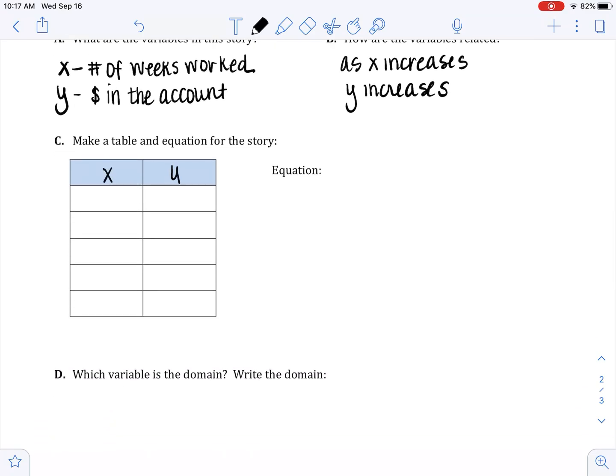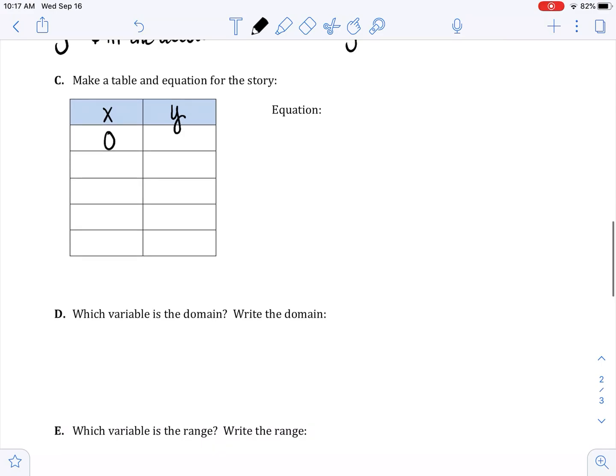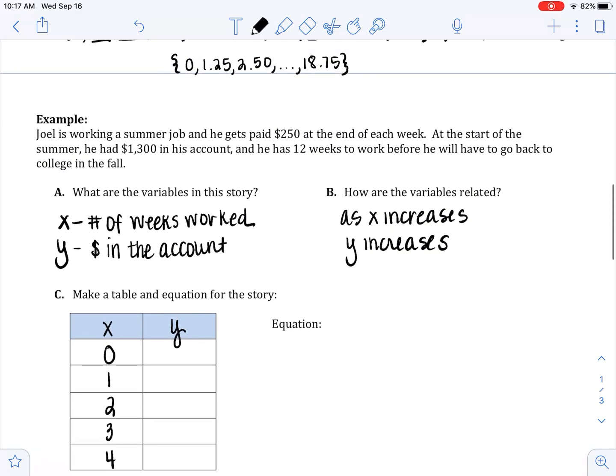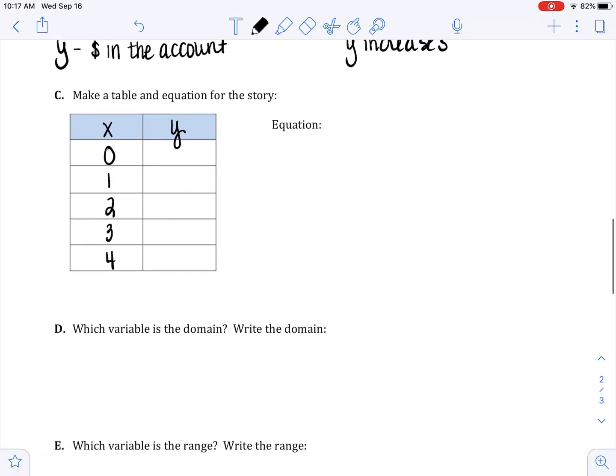All right, let's make a table and write an equation for this story, X, Y. So he can work 0 weeks. He can say, hey, you know what? I'm solid with my $1,300. I'm not working. 1 week, 2 weeks, 3 weeks, 4 weeks. Now you might be saying, can he work 2 weeks and 2 days? Notice we set up the problem that he gets paid $250 at the end of the week.